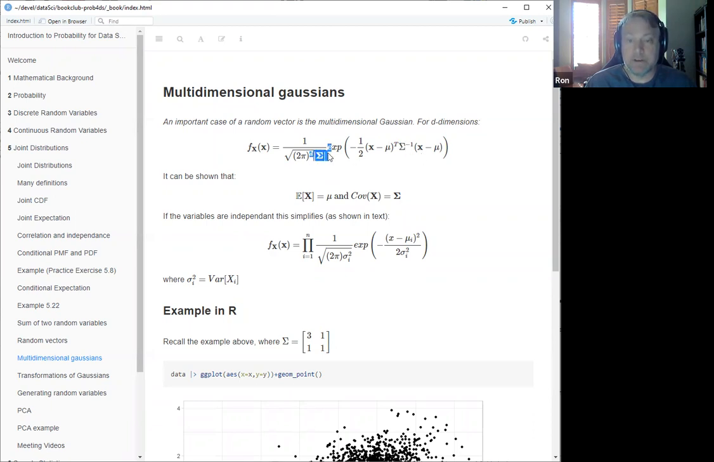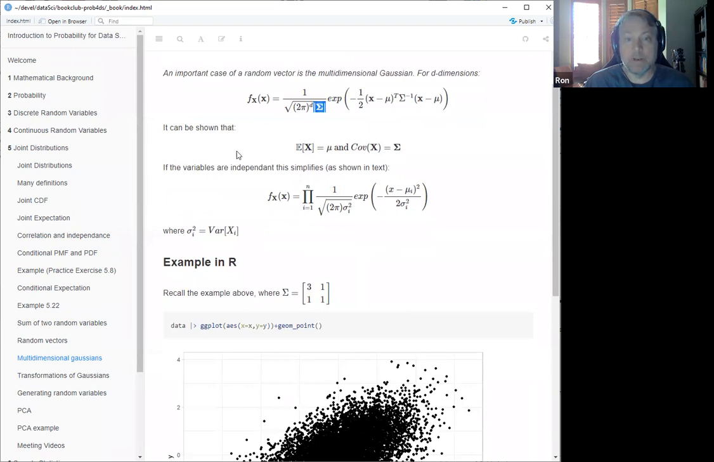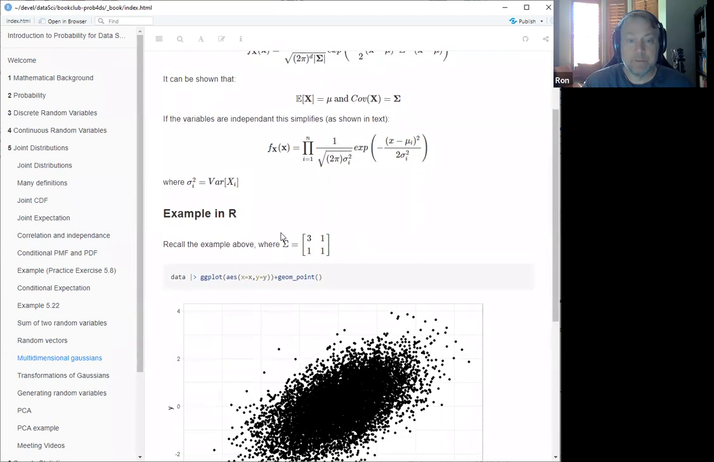This notation down here, in case you didn't recognize it, is not absolute value. This is actually a determinant of this matrix. It just arises from normalizing this thing, so you need to do the Jacobian, and so on. It's not terribly interesting, but that's why you end up with a determinant down there. And of course, if the variables are all independent, not necessarily identical, but at least independent, then the covariance matrix simplifies to be just diagonal. And as I show in the text, you just get this product of Gaussians, very straightforward, where sigma squared is just rewriting the variance in the common notation.